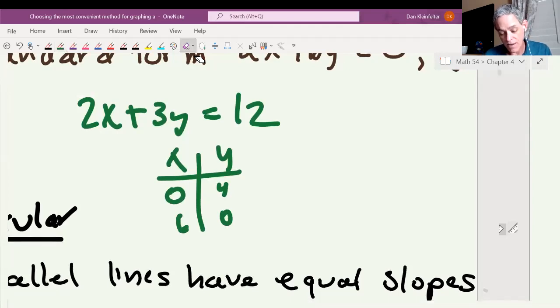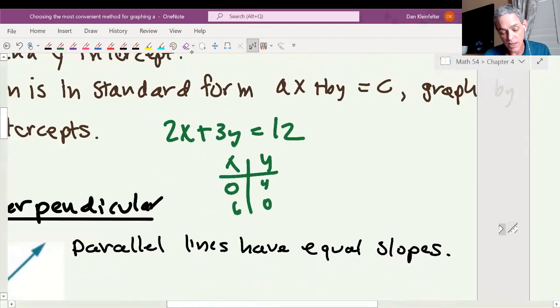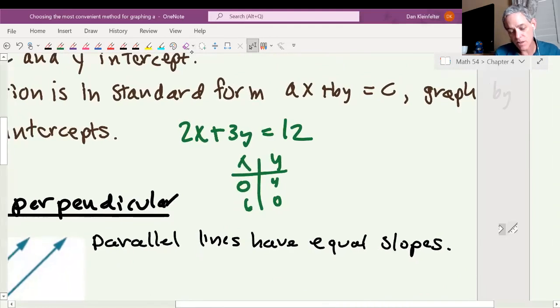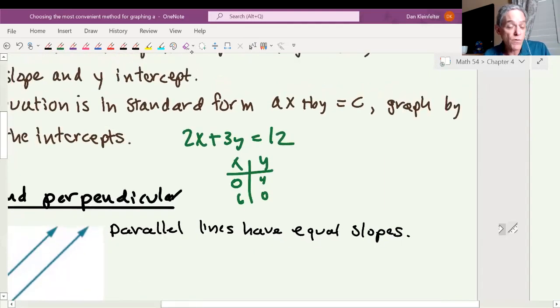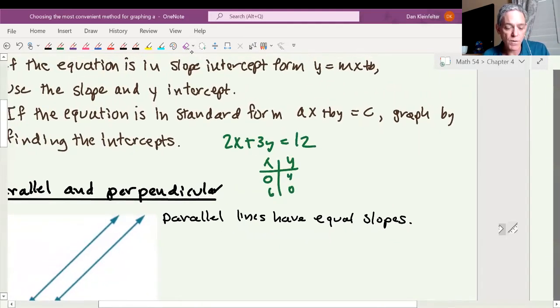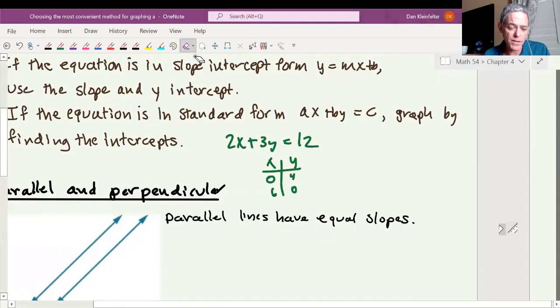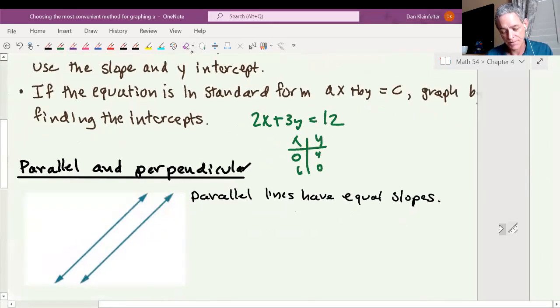So I didn't write much there. If you didn't quite get it, rewind and make sure that you understand where we're getting the (0, 4) and (6, 0) from. So if you have an equation that is in standard form, you're probably best off using the intercepts to figure that out.